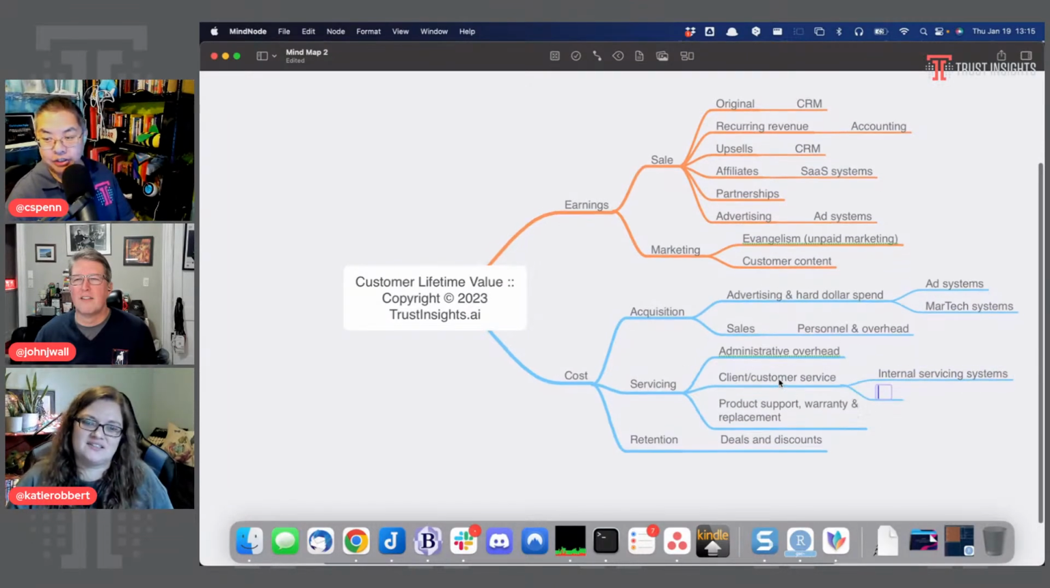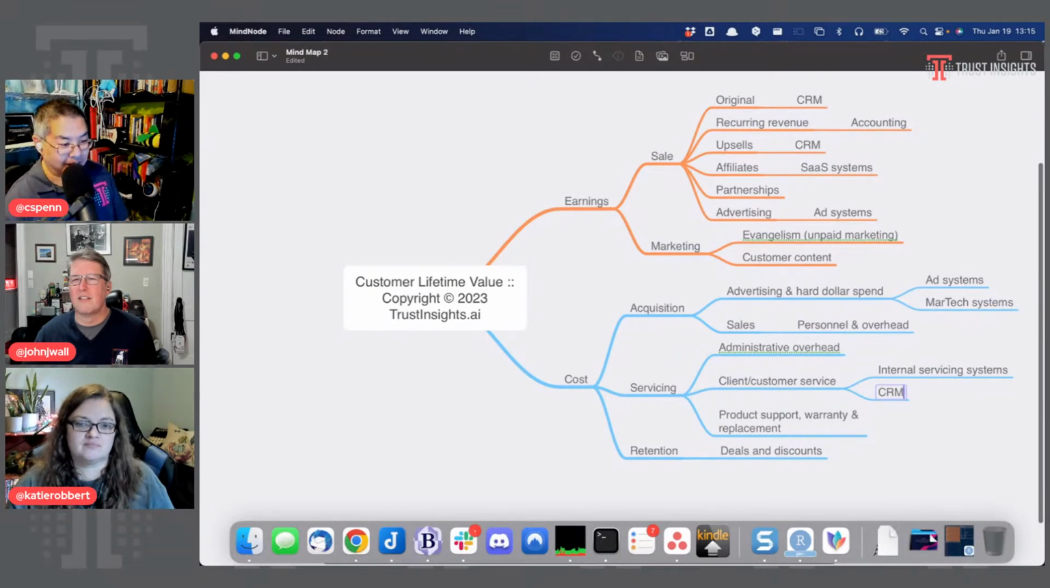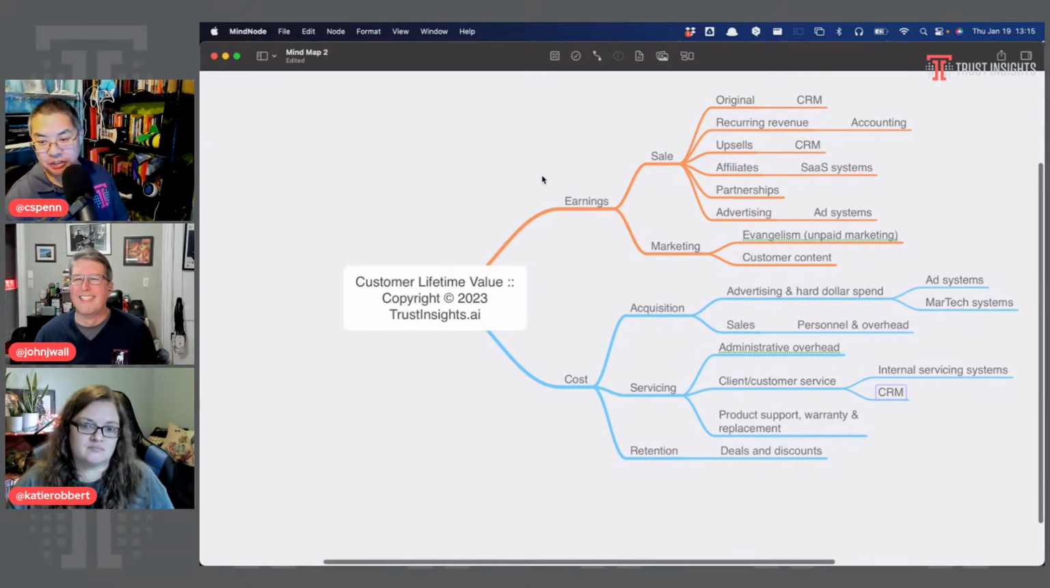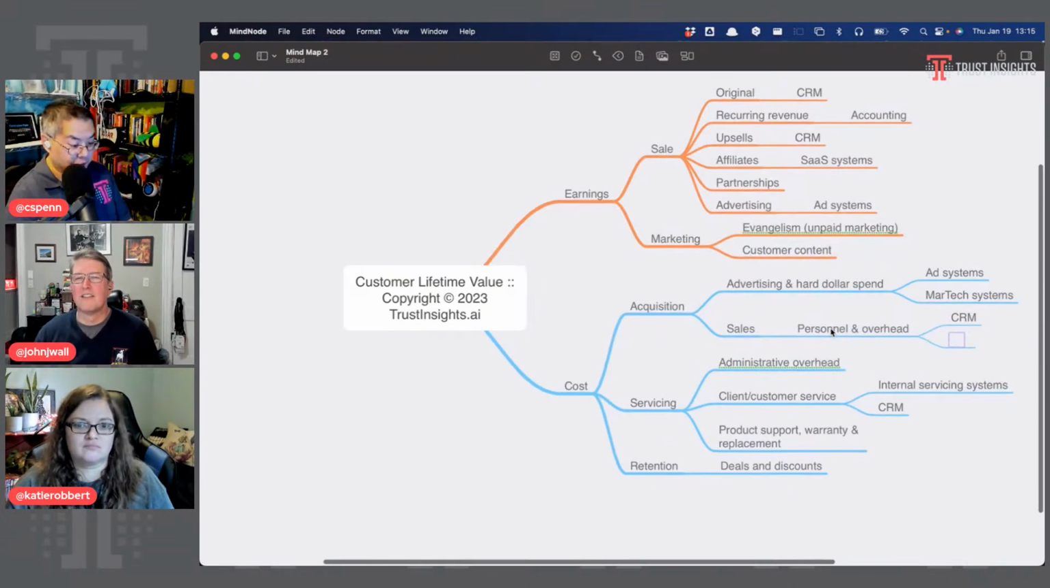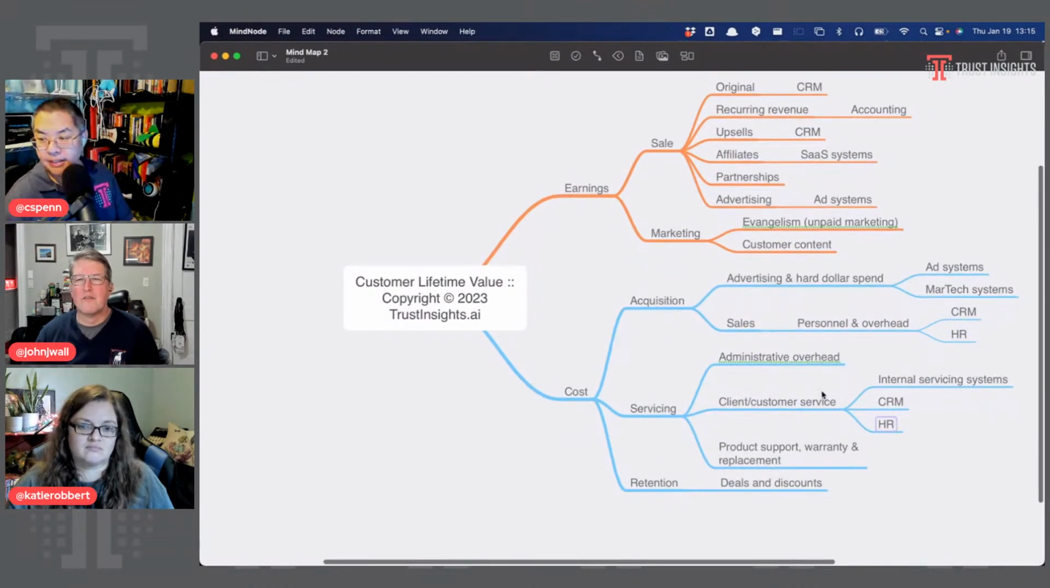It should theoretically also live in the CRM. CRM technically does stand for customer relationship management, but very few people use it for that. Post-sale data in the CRM, right? Yep, exactly. So this lives in your CRM, those costs. This lives in your HR systems. Anywhere you've got personnel, you're going to have HR.